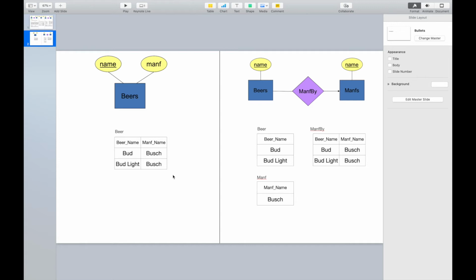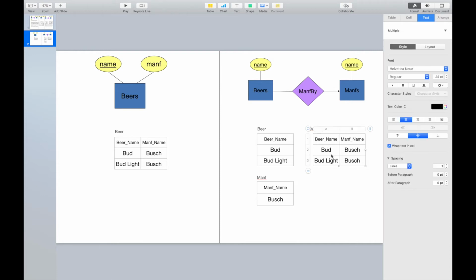And let's take a look at the second design. For this design, we have to create three tables. The first one is the beer, the second one is the manufacturer, and the third one is the relationship manufactured by, right? For the beers, we have one single attribute, the beer name, and we have two data instances, Bud and Bud Light. As to the manufacturer, we have one single attribute, and we have one single tuple, Busch, right? And as to the manufactured by relationship, we have to fill in all the information in our table in the database system. It contains Bud and Bud Light, as well as the manufacturer names.